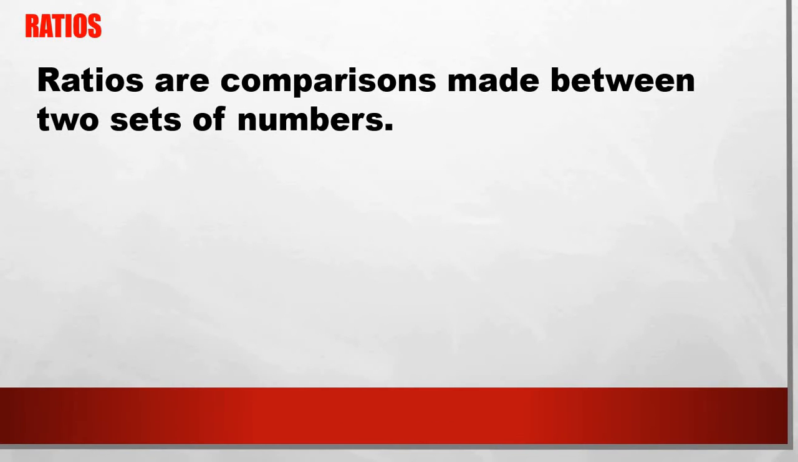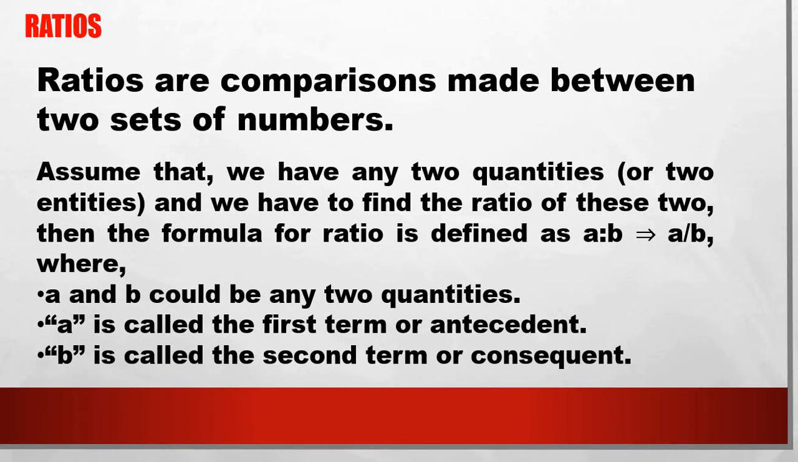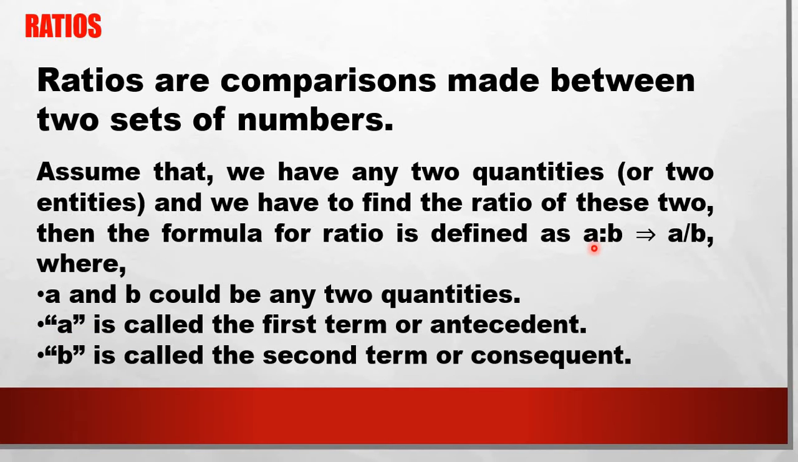So I'm starting with ratios. Ratios are comparisons made between two sets of numbers. My two sets of numbers here are A and B. A colon B. That's how you write your ratio. That's the format. Or you have it as A over B.